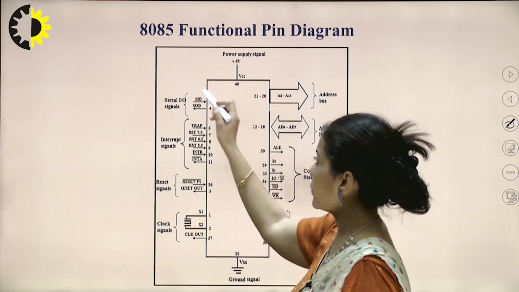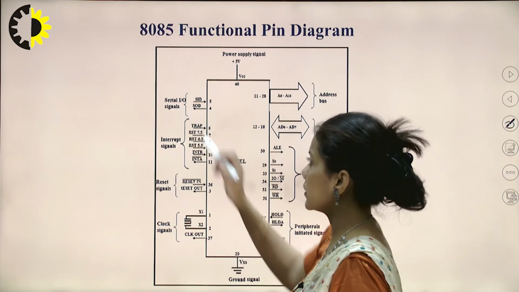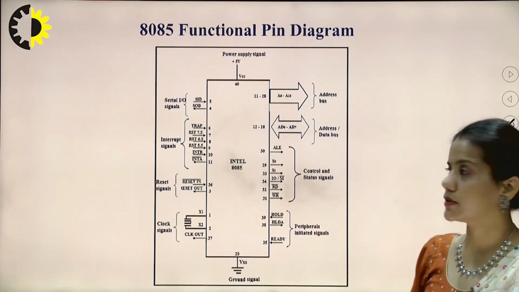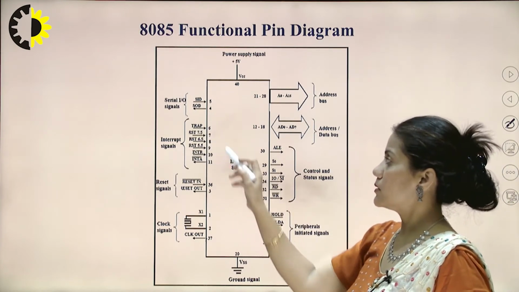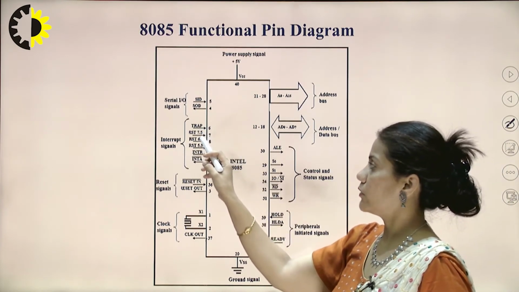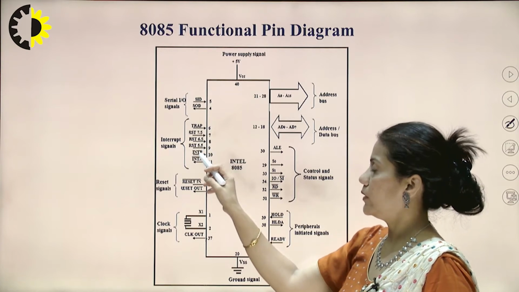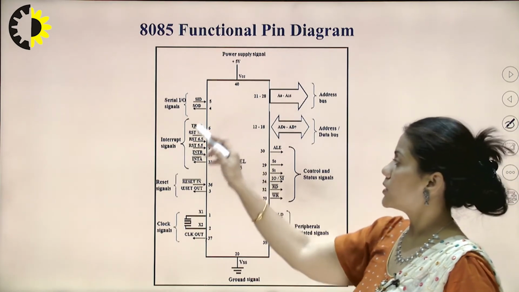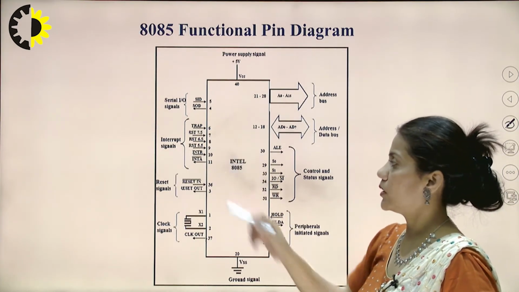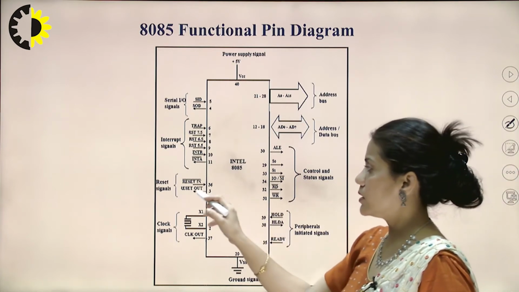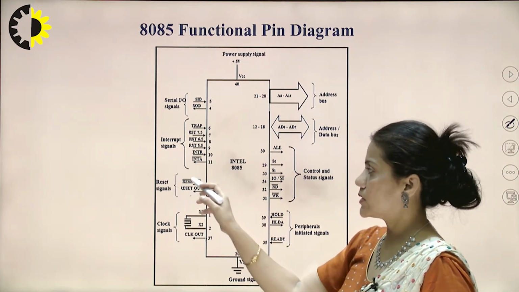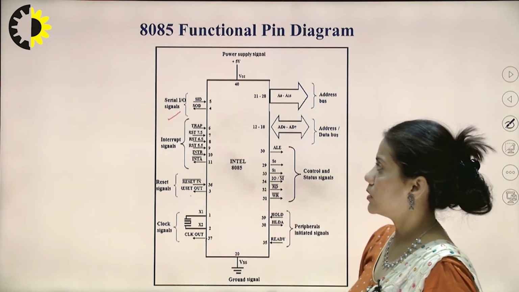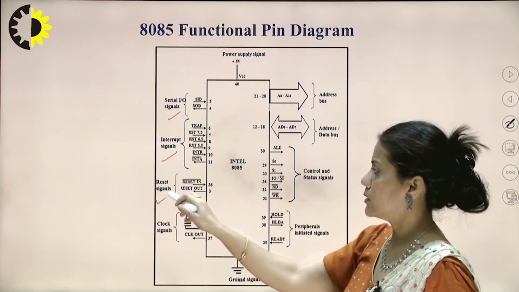Here 4th and 5th pin are meant for serial input output signals, SID and SOD, that is serial input data and serial output data. These are interrupt signals: TRAP, RST 7.5, 6.5, 5.5, INTR and INTA, that is interrupt acknowledgement. So these are all interrupt signals, pin number 6 to pin number 11. Here pin number 3 is reset out, pin number 36 is reset in. So these are reset signals. So our first category was serial input output signals, then interrupt signals, then reset signals.